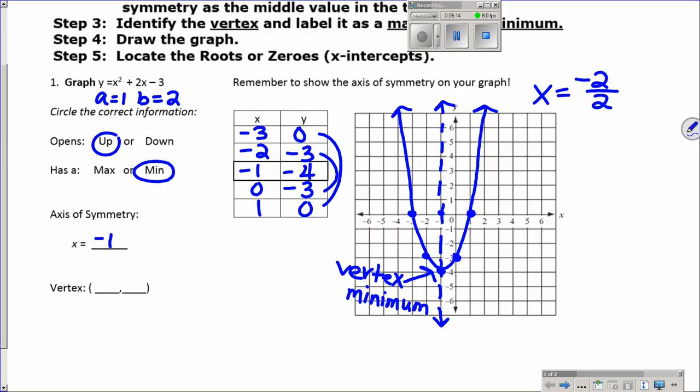We have our axis of symmetry. We're going to label the ordered pair the vertex is located at. So that's -1, -4. It doesn't ask for the roots, but we're going to go ahead and state those roots because step 5 does say locate the roots or the zeros. And we're reminding you that those are your x-intercepts. So here is one root, and here is another root. So this quadratic equation does have 2 roots or 2 solutions. So we would say that our roots are located at -3 and +1.